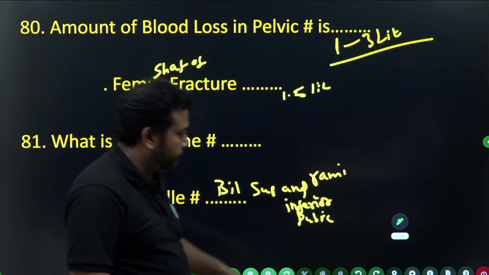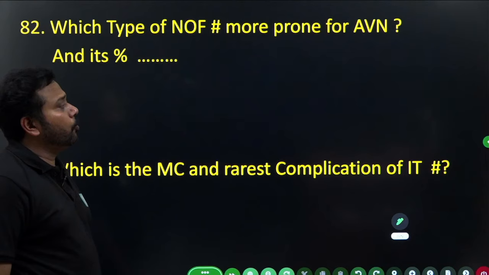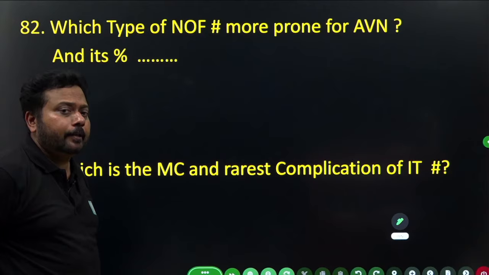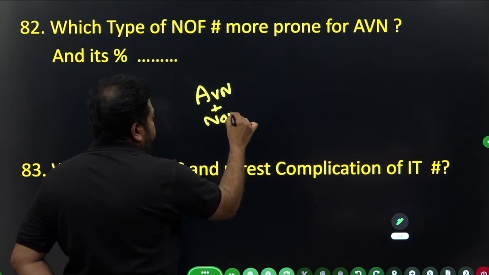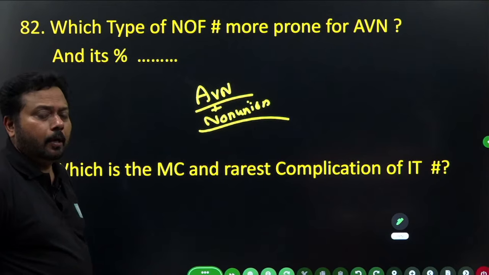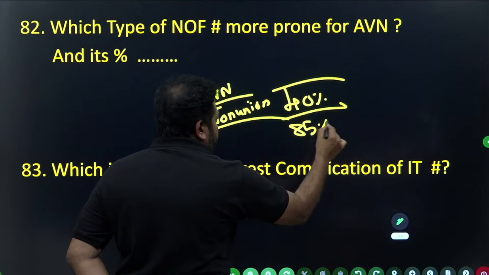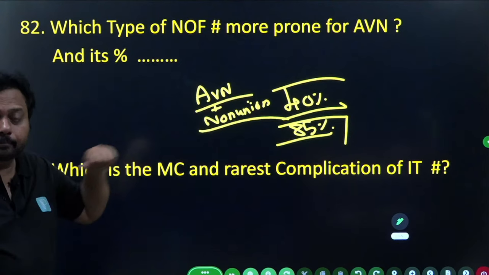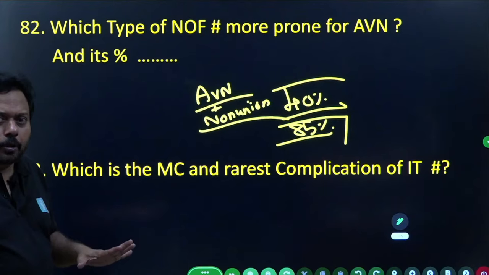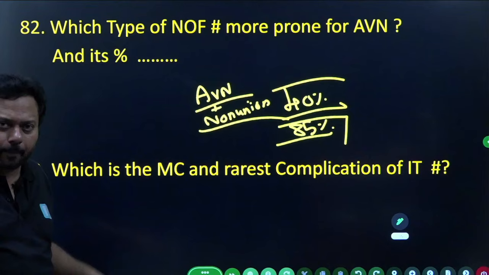Which type of neck of femur fracture is more prone for avascular necrosis? We all know the most common complication of fracture neck of femur is avascular necrosis plus non-union. One book says that however good an orthopedician, 40% can go for this. Only one book says 85% will go for this. Both are great books, so I am giving you both the statistics. Overall, without doubt, the most common complication of fracture neck of femur is avascular necrosis and non-union.